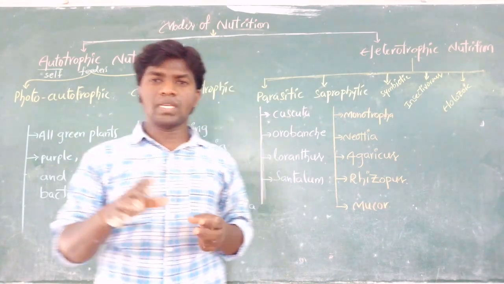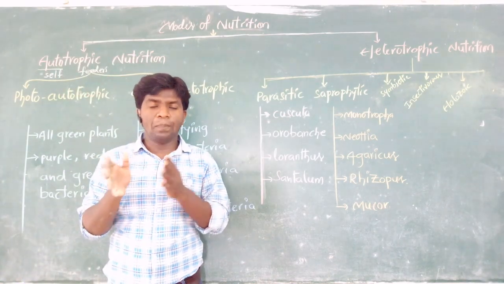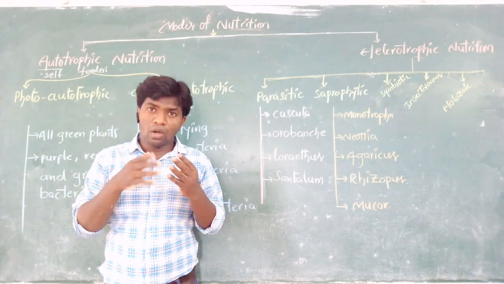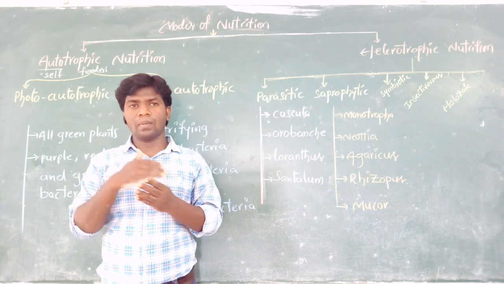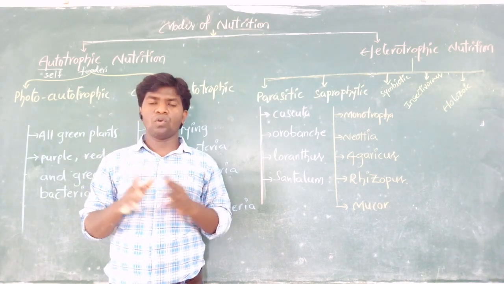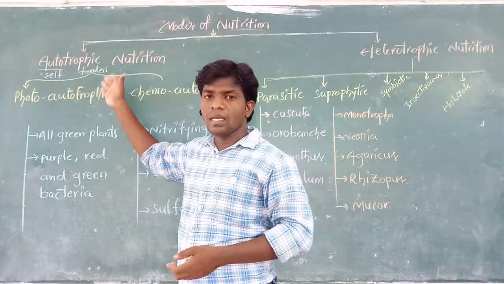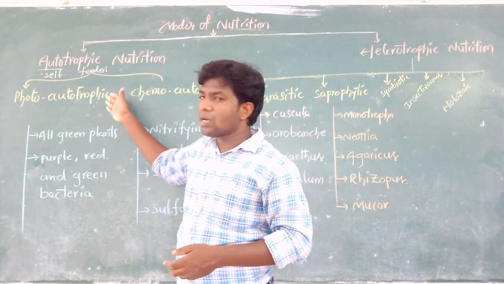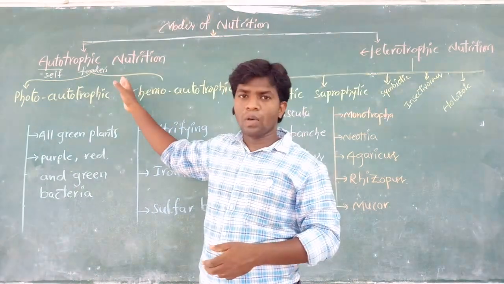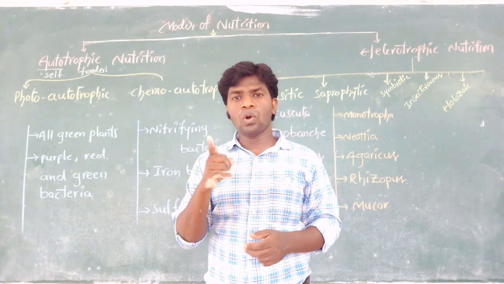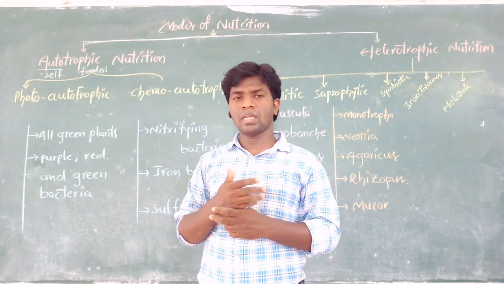Again, I am repeating the definition of photosynthesis. The process by which green plants and some other organisms use sunlight to synthesize nutrients from carbon dioxide and water is called photosynthesis. By this process, the autotrophs are preparing their own food. This autotrophic nutrition is of two types: photoautotrophic nutrition and chemoautotrophic nutrition. I will tell you about chemoautotrophic nutrition also.